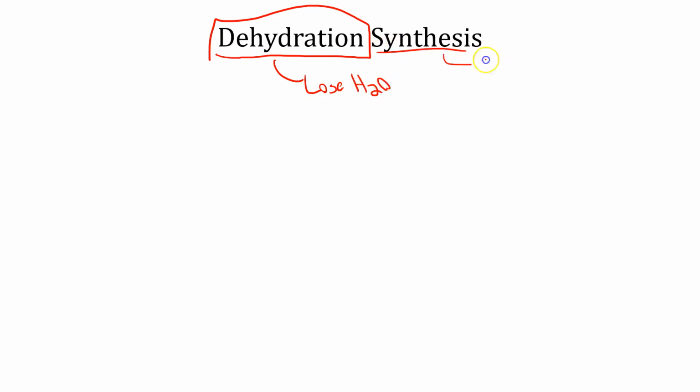Dehydration synthesis is the one we have here, and it's got some curious naming. You'll see that it says dehydration, which means to lose water, right? And then the word synthesis literally means to build. So you would expect that this is probably the process that's responsible for linking up monomers to make a big, long polymer of some kind.